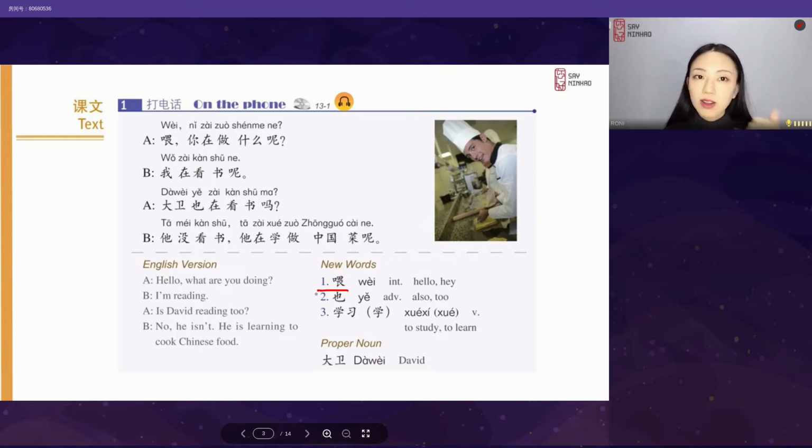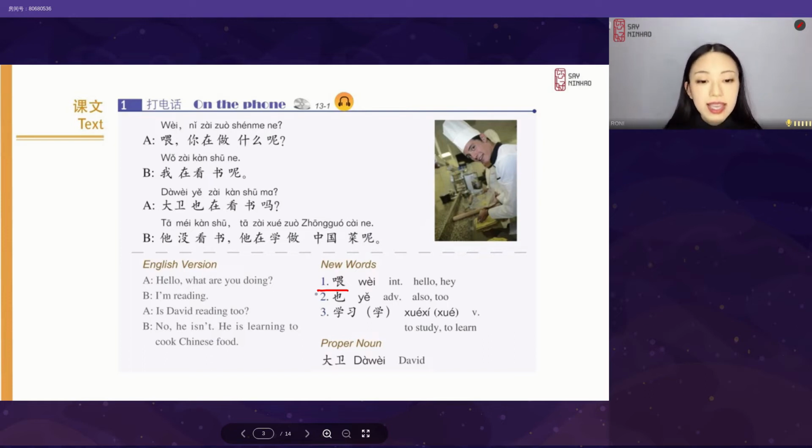And when we are calling someone, we can use wei too. But in this situation, we will use the second tone more than fourth tone. For example, when I call someone and that person picked up, then I will say wei, just like hello in English, okay? Read after me. Wei. Okay, this is the beginning.